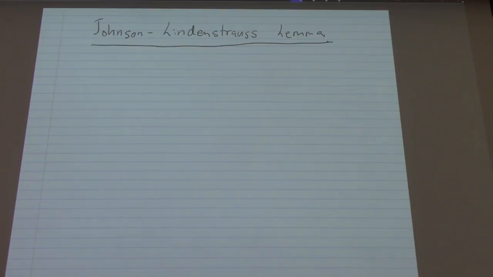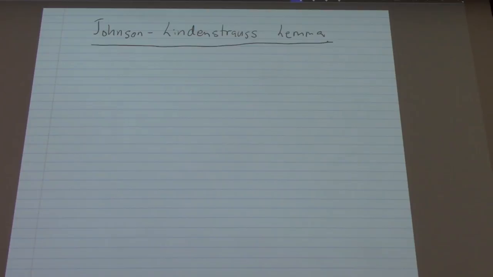So this result is called, ironically, given how important this is, it's still called a lemma, because it was proved in another paper. It's so ubiquitous that I think it's just good to remember the name of it. It's called the Johnson-Lindenstrauss, often called the JL-Lemma for short, because it's just too long to say. Like, no one sees my name. So, what does it say?